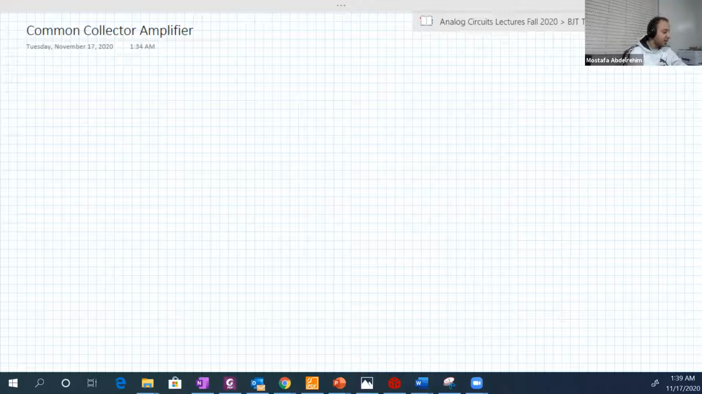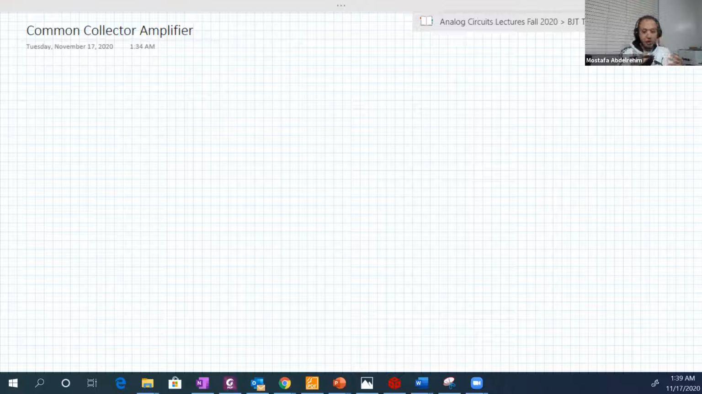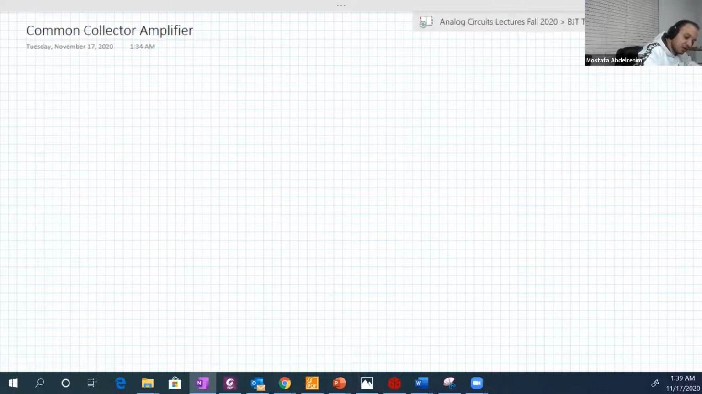So let's explore its amplification, our input and our output, and then based on our analysis, we're gonna know what kind of application we can use this new configuration in. So let's have a simple example for it. Let's draw an example.